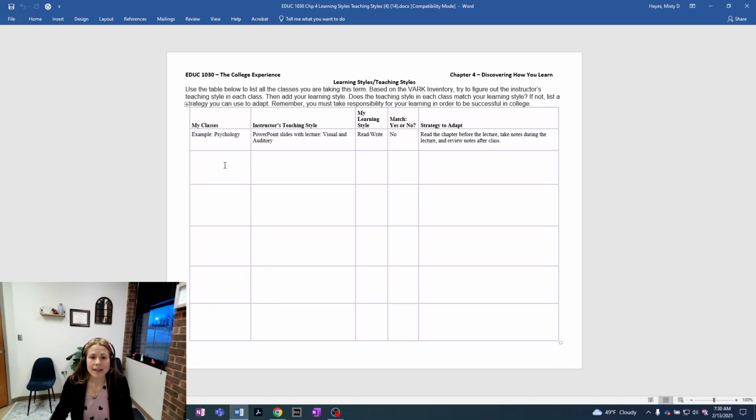Now, say that you're a kinesthetic learner and you're taking math and you do hands-on activities, your learning style would match up, right? So there would be no need for you to adapt a new strategy. You're only filling out the section if your teacher's teaching style does not match up with your learning style. Okay, so that's how you will complete it. And remember, however many classes you're taking is however many columns you will fill out. If you're only taking 3 classes, you would do 3. If you're only taking 2 classes, you would only fill out 2. But you need to fill out the sections for each course you have this semester.